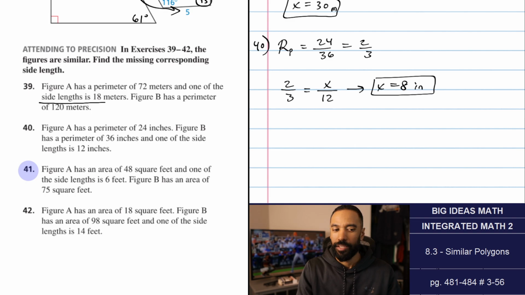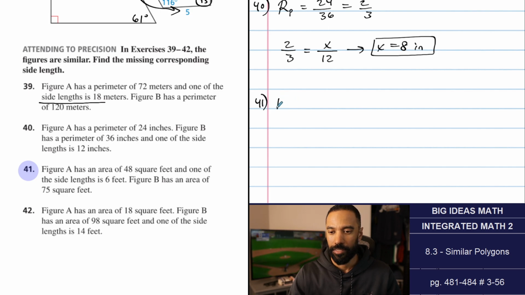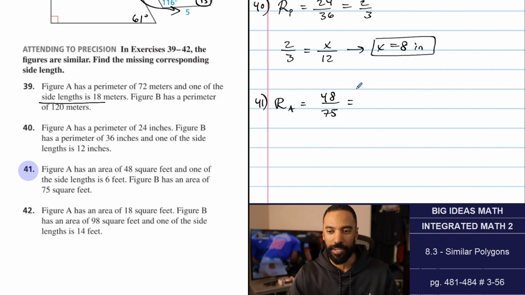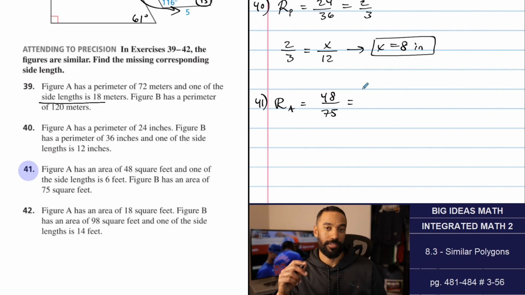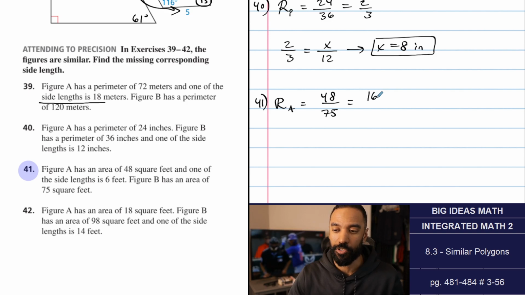Number 41. Figure A has an area. So now we're in area. Area 48 square feet. Ratio of areas is, so we have 48 square feet for A. Figure B is an area of 75 square feet. And that reduces, they divide by 3, 16 over 25. I think that's the smallest they reduced to, 16 over 25.